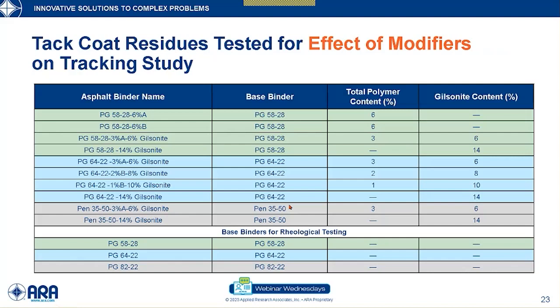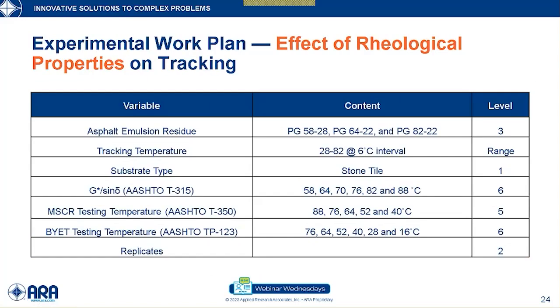So these are the results of the tracking test with the modified binders and also some neat binders. An interesting factor to see here: I modified these binders with different polymer content and gilsonite content. You can see there are four combinations of PG58-28, four combinations of PG64-22, and two combinations of pen grade 35-50. And as I said, the interesting thing to notice will be the results of this. Oh, I'll come back to this later.